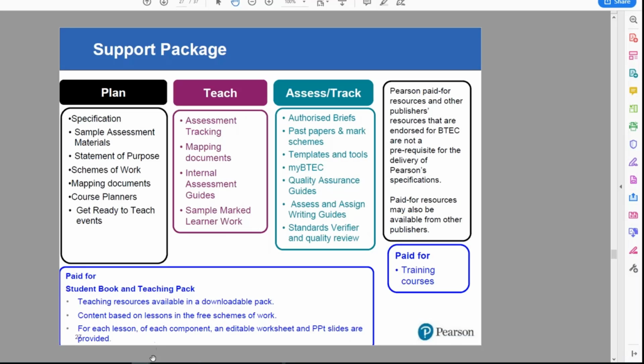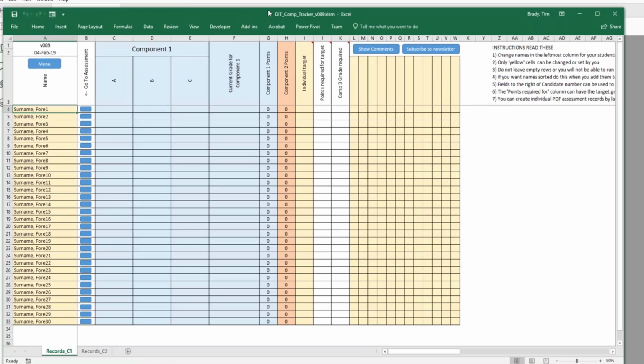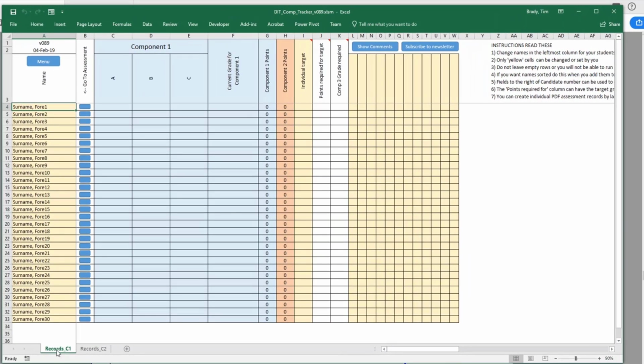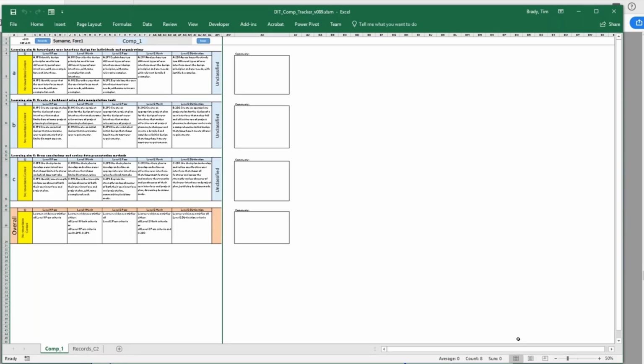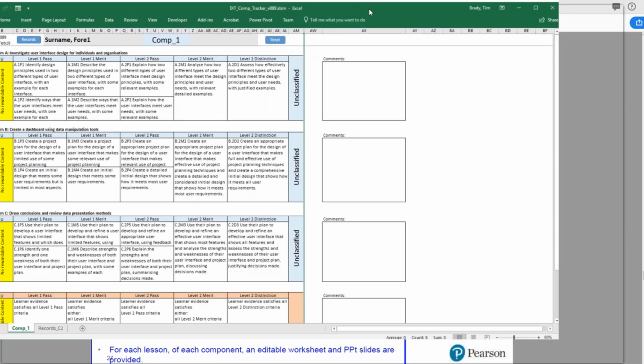In terms of assessment tracking, I built a little tool here. You can see here you've got component 1 and component 2 records for students. If I take this student on component 1, I hope you can see that all right.